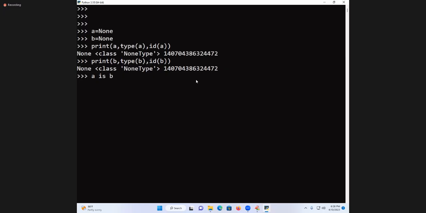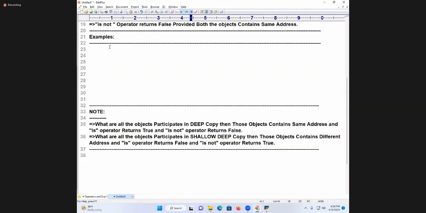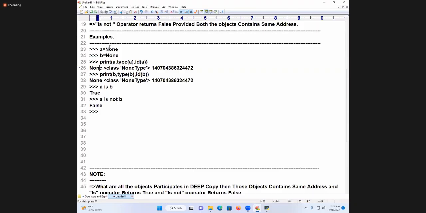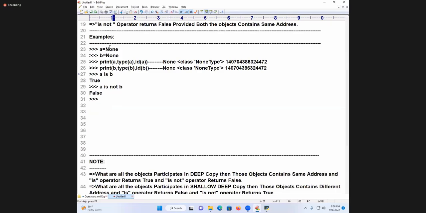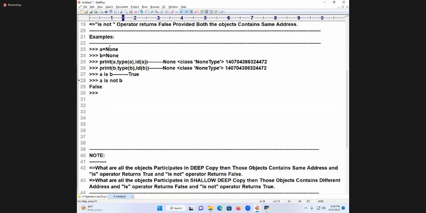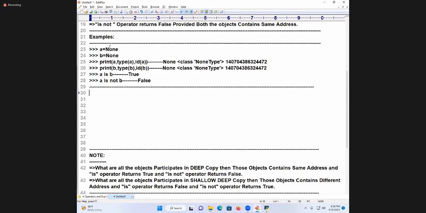So now you write it. A is B. True. A is not B. False. This example is related to none. Students, carefully follow. With none, an answer comes like this: A is B and A is not B. This is a none related example.